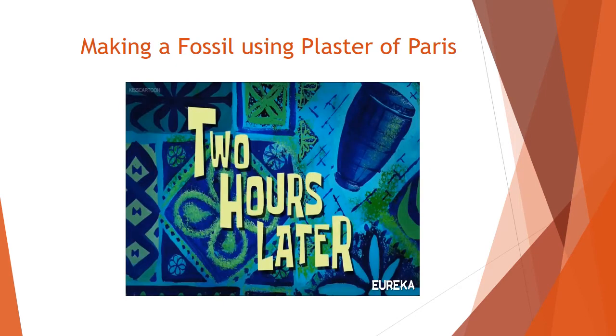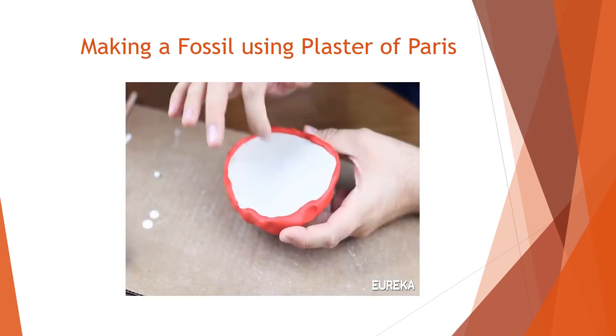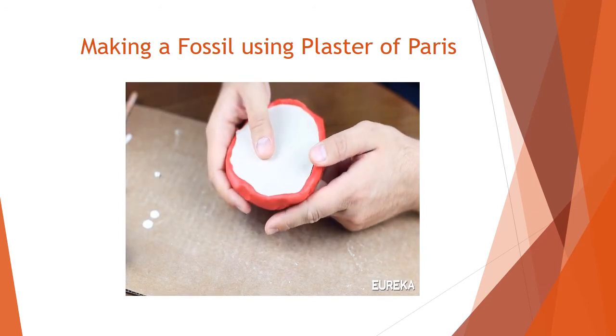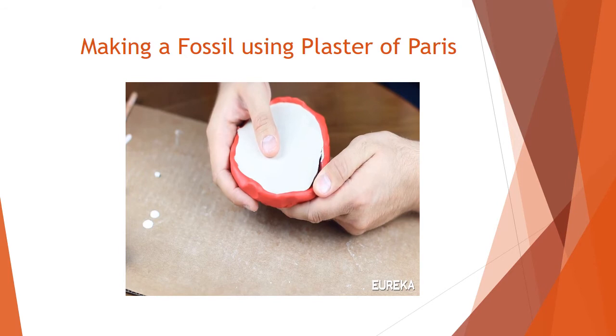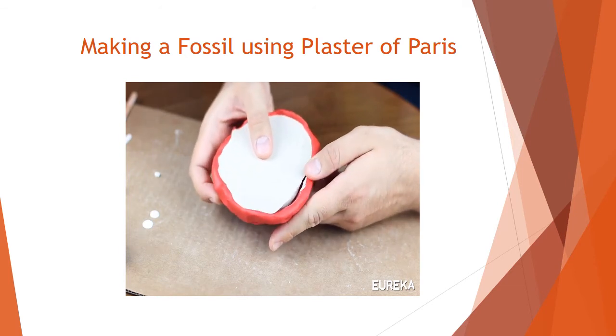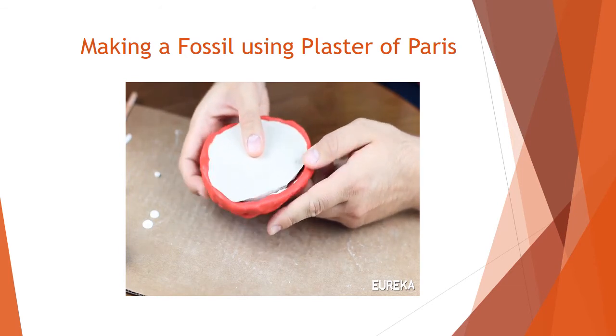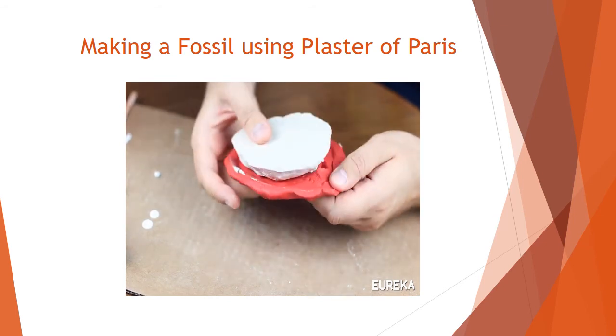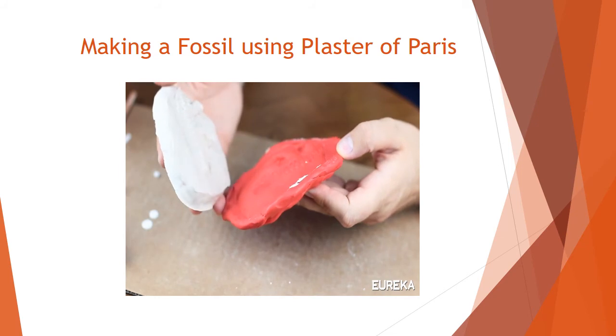So you see, when you do this, it's going to create a trace. That's why we are saying that fossils are not always the organism itself, the remains of the organism. It could be a trace. So you pour this, the plaster of Paris. It's normally used to design ceilings. It becomes hard after some time.